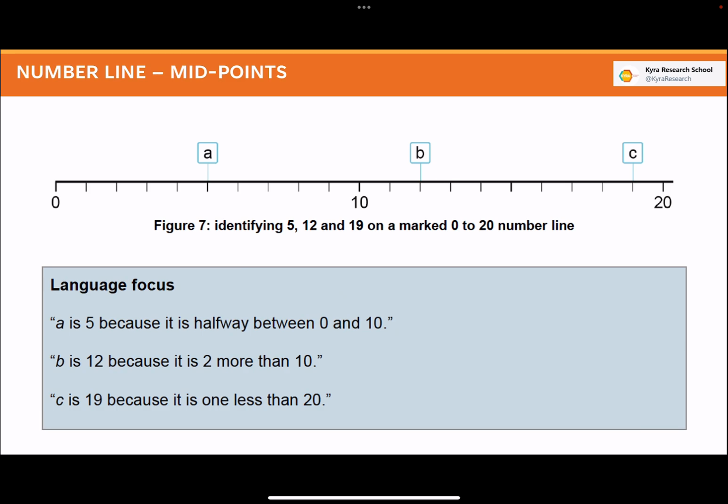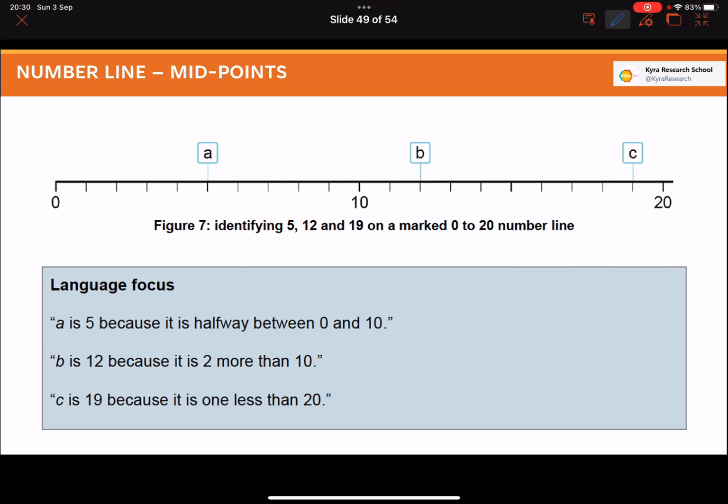So this one here talks about the midpoint at the bottom, that language focus then. So A is 5 because it is halfway between 0 and 10. So it's a really nice stem sentence. Again, build it into your calculation policies, something to look at right from year 1, year 2, when they're first introduced to number lines. Can they find the midpoint? Can they plot the midpoint onto it? Then you can see that next layer of reasoning I just mentioned.